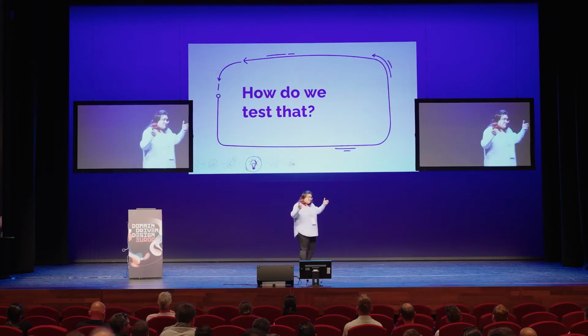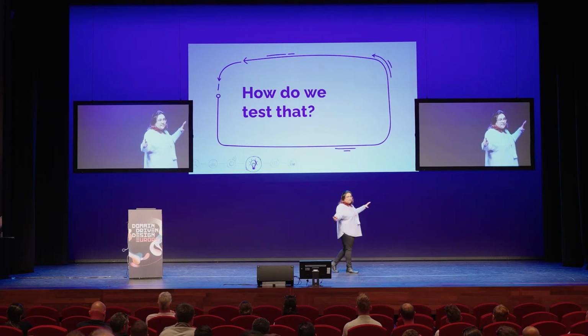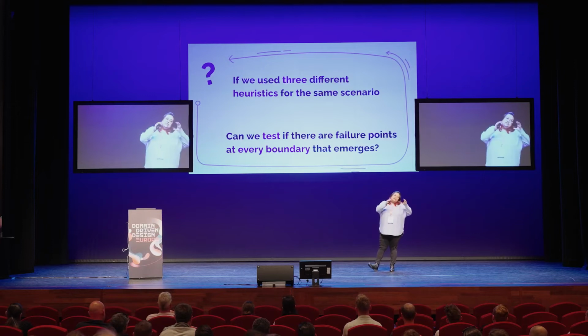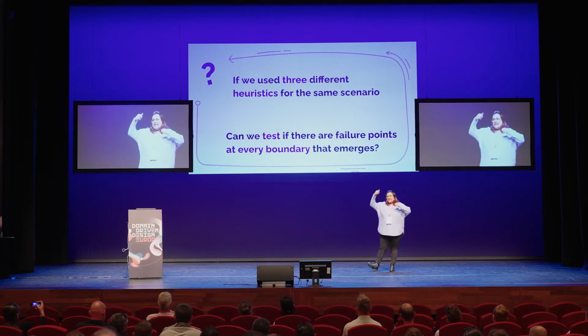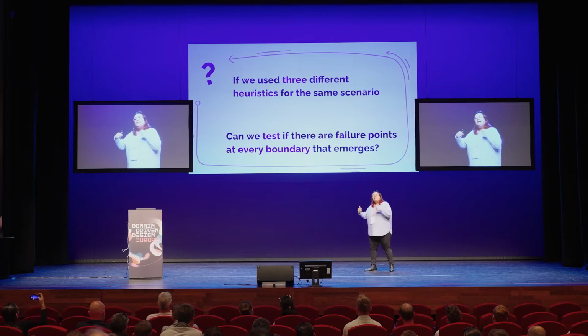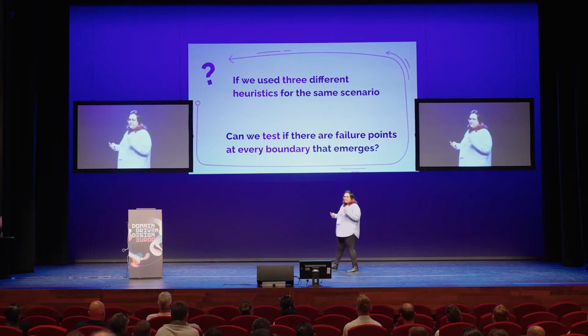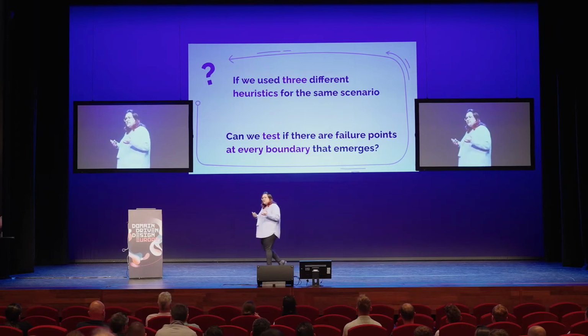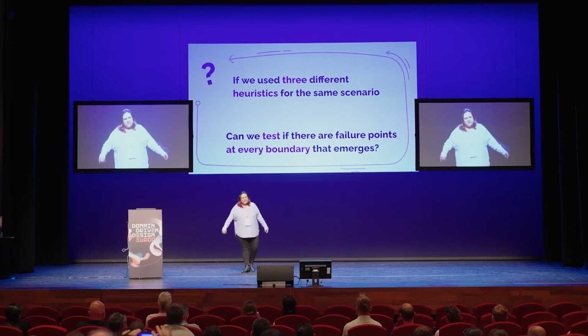And to be able to find these failure conditions, or to find the boundaries to test for failure conditions, what we thought we'd do is use 3 different heuristics and test for failure points at every boundary that emerges. Now, you might ask me, why just 3 heuristics? Or why not an entire buffet of them?